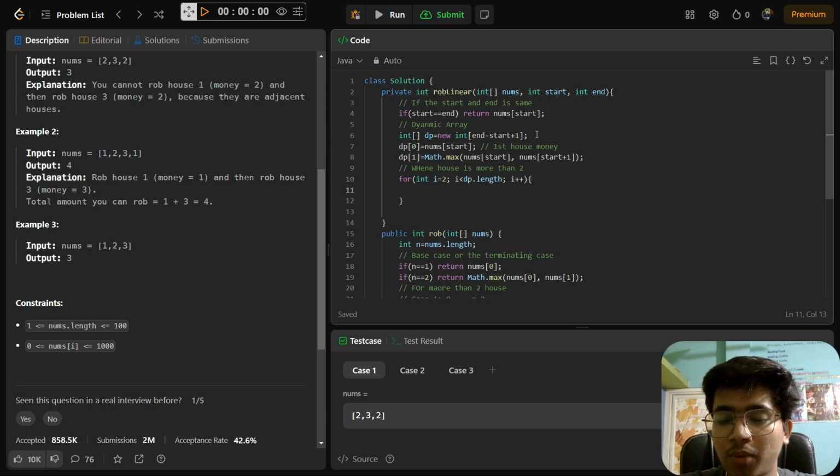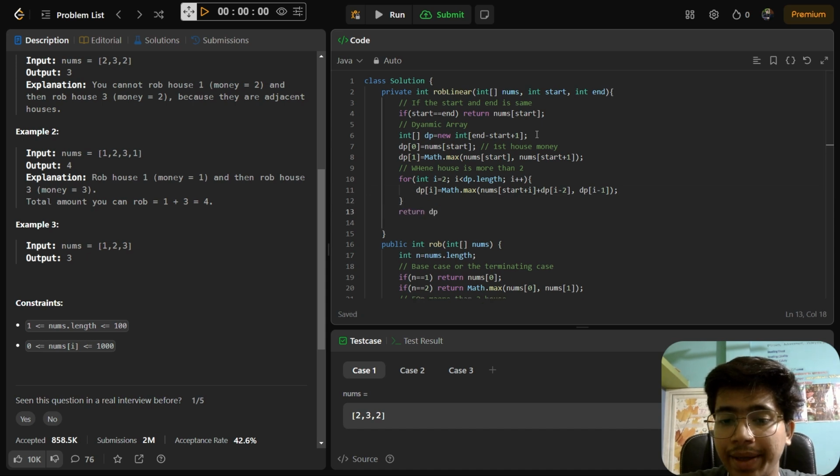And now the generalized formula dp[i] that I made you understand: Math.max(nums[start + i], because each time we start from start and i will be increasing with that respect, plus dp[i - 2], dp[i - 1]). So that is the dynamic programming range, and now we'll be returning the last index, that is dp[dp.length - 1].